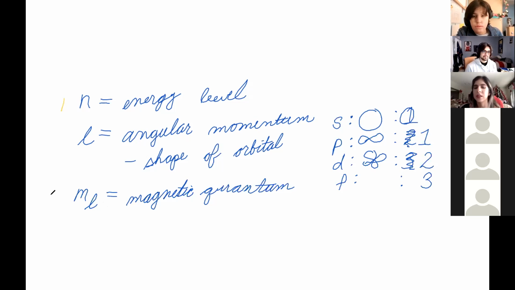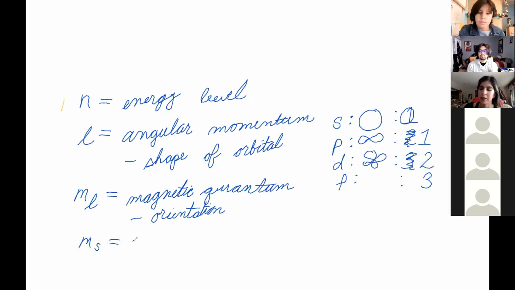So someone said spin, but is that the spin? I thought it was the orientation. It's the orientation, yes. Good job. Orientation. And now we have M sub S, which is the spin. We call it electron spin, so I'm just going to put spin, so you can remember that with the S, right?